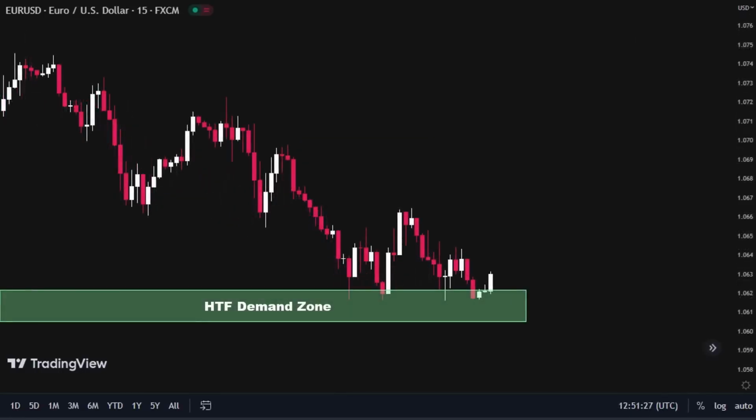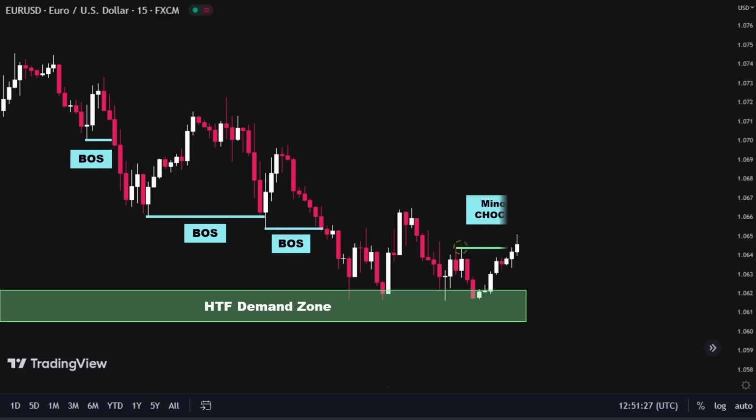So here we have a pretty strong downtrend where price created a series of BOSs. So we see right here that price has touched the higher time frame's demand zone, reacted to it, and went to the upside. In the following, price has broken out this market structure and created this minor change of character because this lower high couldn't make a BOS to the downside.